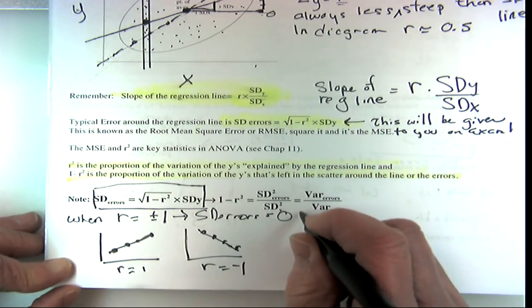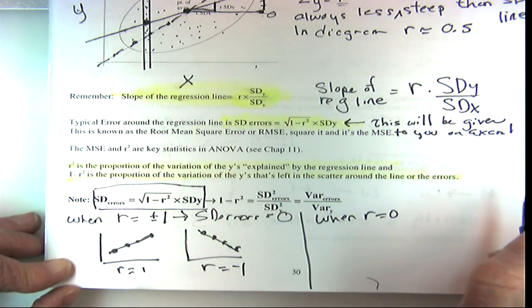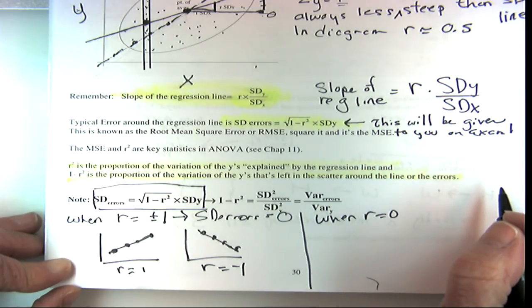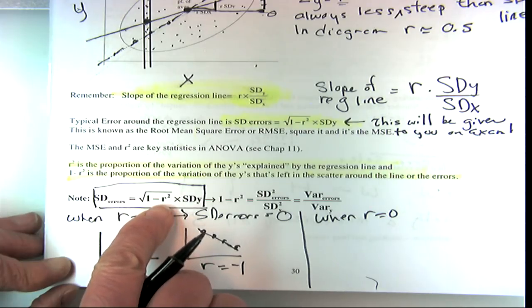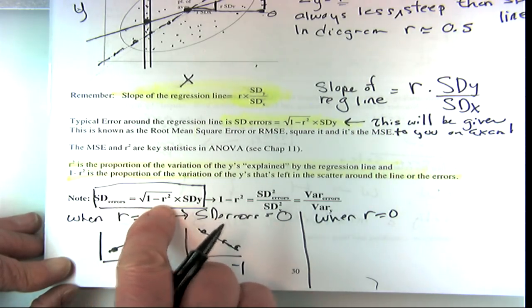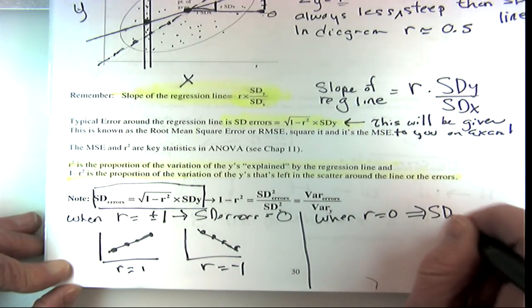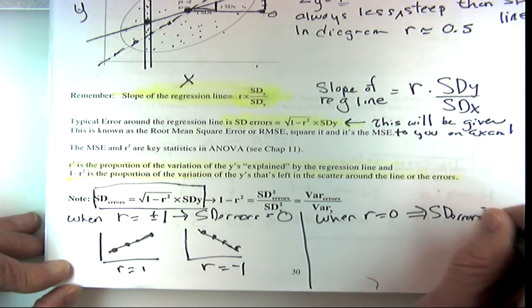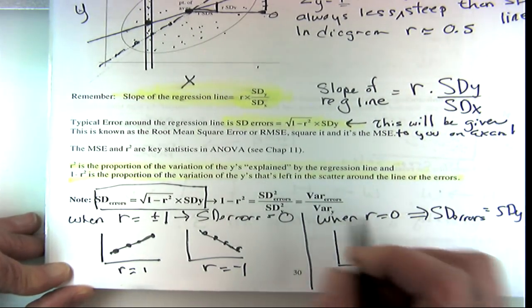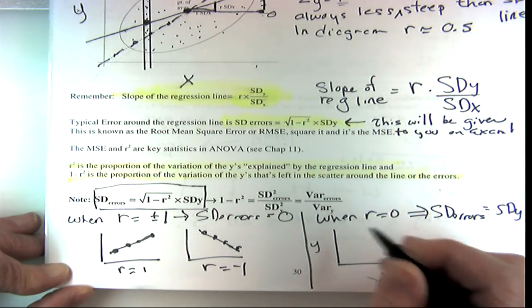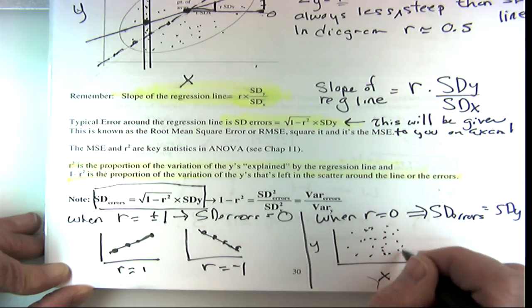All right? So how about the other case, when r is equal to 0? What do you get then? If r is equal to 0, then you stick a 0 in here, and you get that the standard deviation of the errors is equal to the standard deviation of y. Let's see if that makes sense. Let's draw a picture, y and x. When r equals 0, there's no correlation. Knowing x tells you nothing about y, so it's just random points.